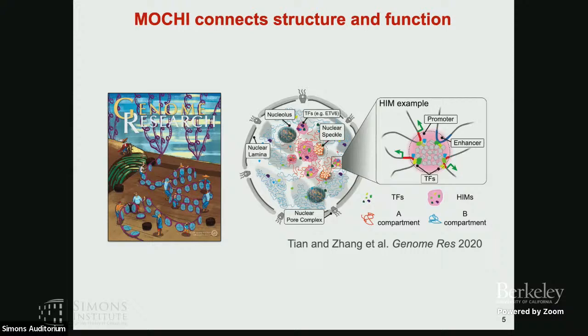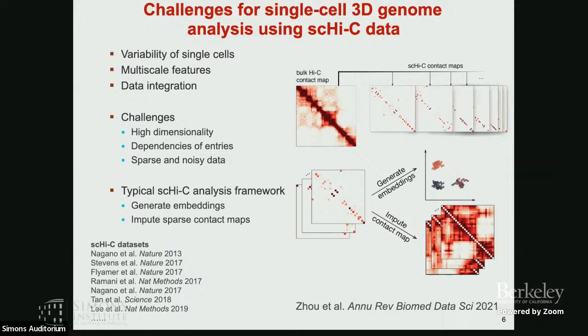So these results are interesting, and they're providing new perspectives of the nuclear structure by looking at the data in different ways. But unfortunately, most of the work so far is based upon bulk assays, like bulk Hi-C or bulk epigenomic assays. They're not reflecting what's going on in single cells. And that's what I wanted to introduce to you today, mostly.